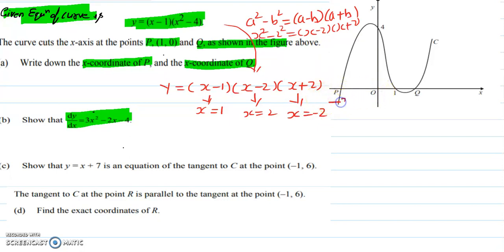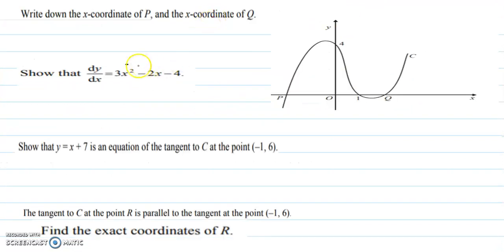So this will definitely be minus 2, this Q will be 2, and this 1 is already given here. So let's write down minus 2, 1 and 2. So P is minus 2 and Q is 2.